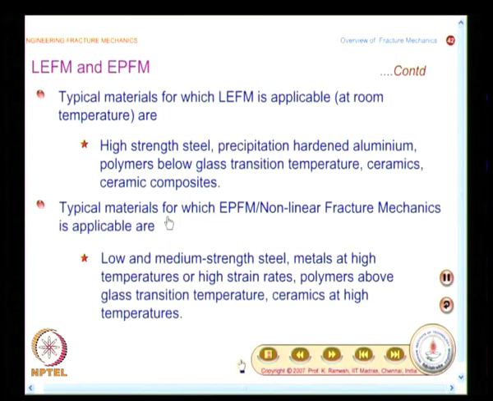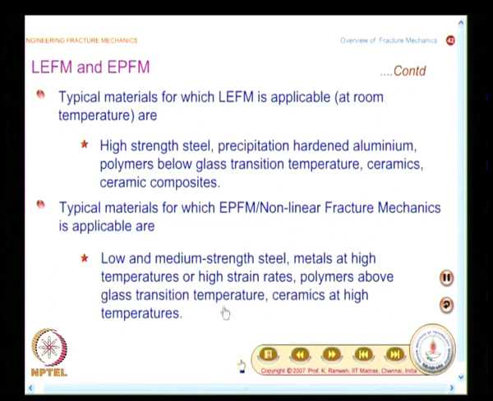the typical materials for which EPFM or nonlinear fracture mechanics is applicable are low and medium strength steel, metals at high temperatures or high strain rates, and these are all becoming very important. High strain rate is becoming very important when people want to find out the safety of structures due to bomb blasts. So, these are all happening at very high strain rates. So, you need to have proper modeling, particularly since nuclear installations should be safe from a bomb attack.